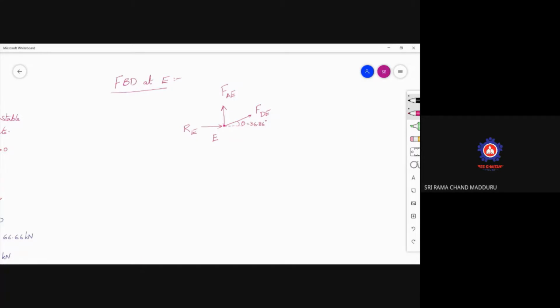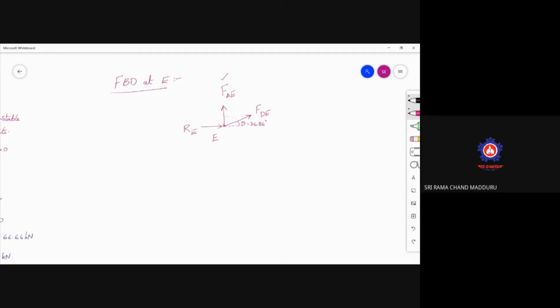I am always representing my member with the horizontal angle only. You can also represent it like this, but I am representing with the horizontal angle only. And my assumption is the force in the member is tension, that's why away from the body. If it is not tension and I get a negative value, that indicates the force is in compression. That's it. So what do you require? You require the force in AE.